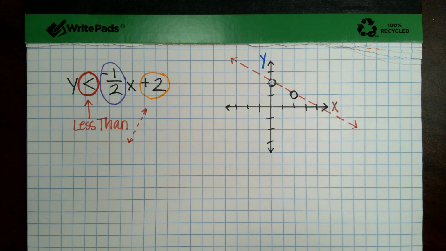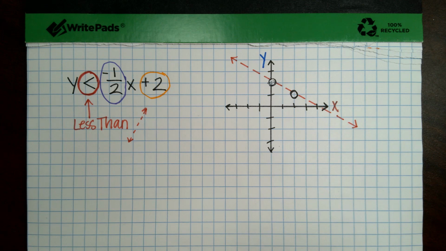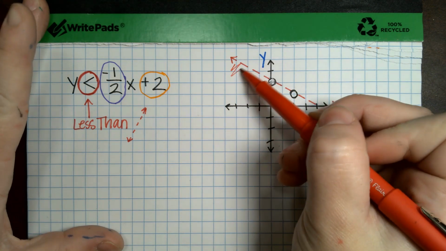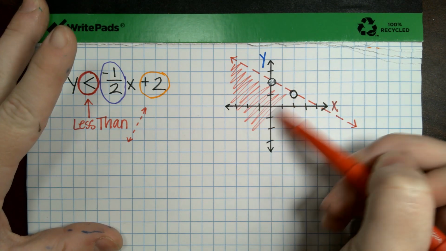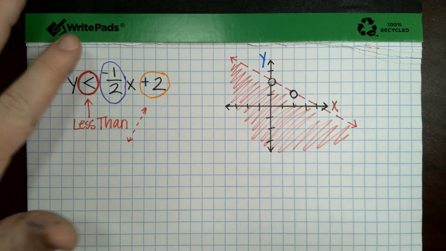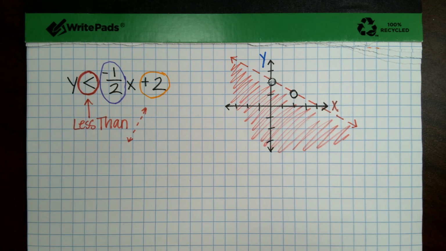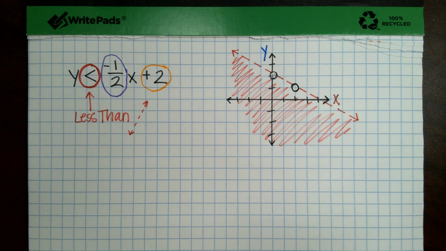Once you've got your dotted line on the graph, we need to decide what direction we shade. Up or down? Down. Good. It's less than, so we shade down. Perfect.